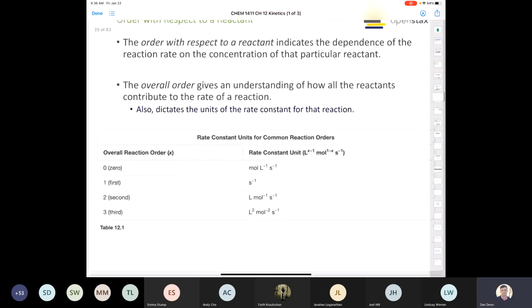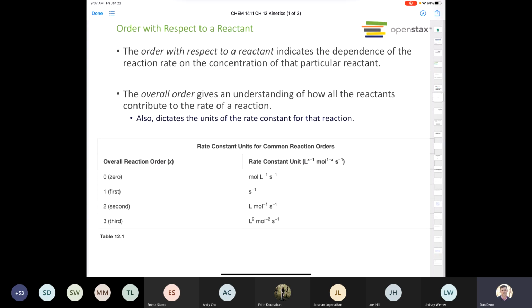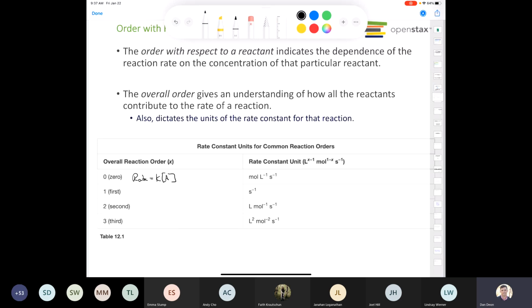Now, if we look at overall reaction order, if we have a reaction that is zero order, so for example, rate is equal to K times the concentration of A to the power of 0, well, this is going to cancel out, and that means that rate is simply going to be equal to K. So if rate is in moles per liter per second, well, then K would have to be in moles per liter per second, wouldn't it?